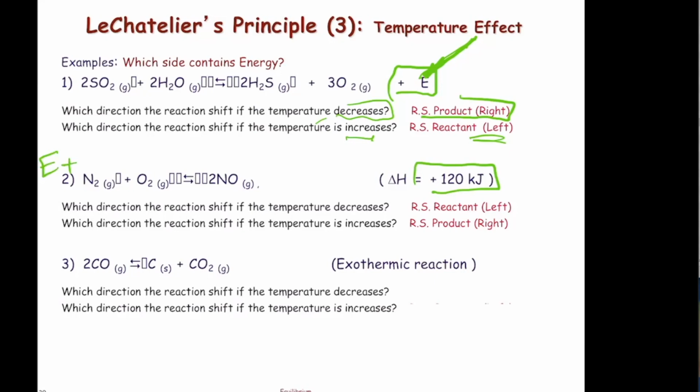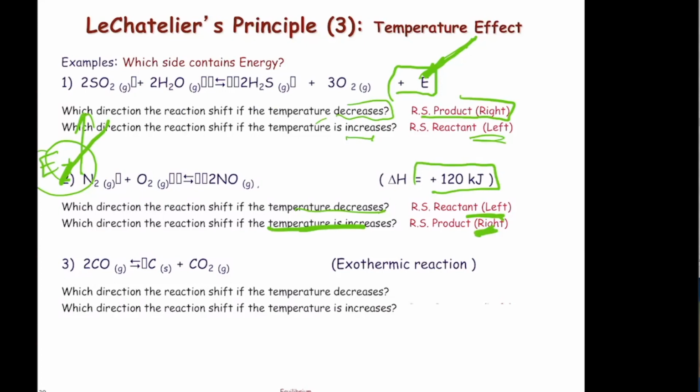So what happens when I decrease the temperature for a reaction in which it has positive 120 kilojoules? Well, when I decrease the temperature, it's like removing the reactant. If I have a deficit of the reactant, then the reaction shifts to the left. It has to make up for that deficit. On the other hand, if I increase the temperature, that's putting a stress on the reactant side, because this is an endothermic reaction. If you put a stress on the reactant side, it's got to remove that excess and move it over to product. The reaction shifts to the right.